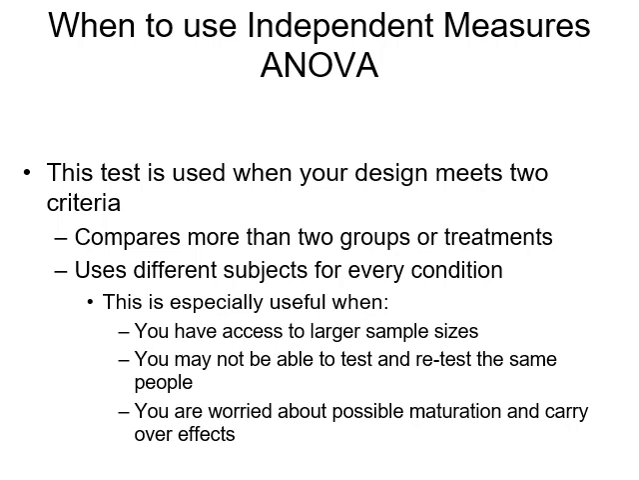So this test is used when your design meets the following criteria. It compares more than 2 groups or treatments, and it uses different subjects for each condition. So in order for us to use an independent ANOVA, we need a categorical IV, which is 3 or more conditions or treatments or groups, and that those people in each one of those groups are different and are not affecting each other. In other words, their scores are independent. So this is especially useful when you have access to a larger sample size.